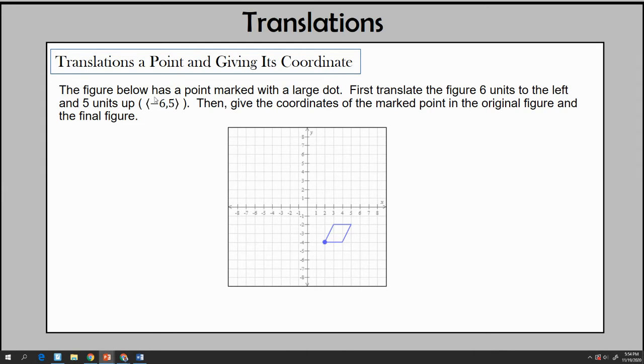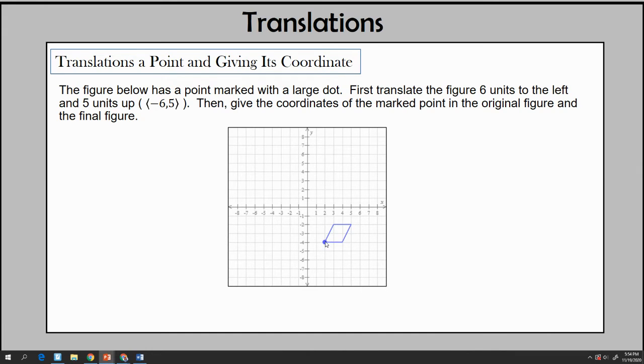For the x coordinates, I'm going to go 6 to the left. Moving to the left on the x-axis is negative. For the y coordinates, which are up and down, I put 5 because we're going to go up 5. So the sign is telling you left or right, up or down. The first number is what we do to the x. The second is what we do to the y.